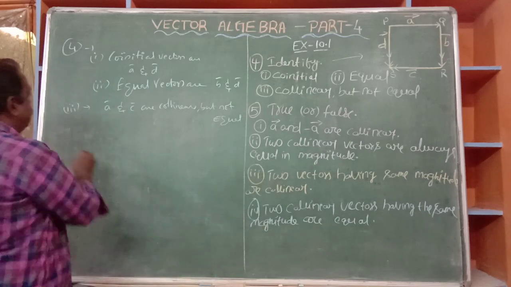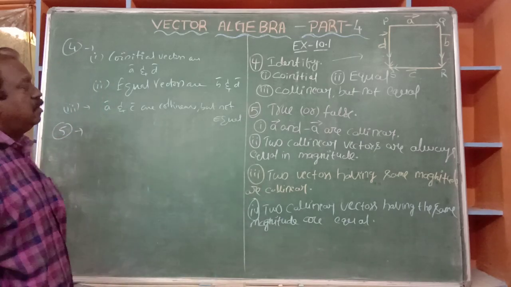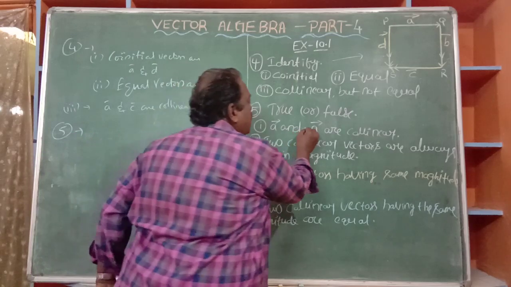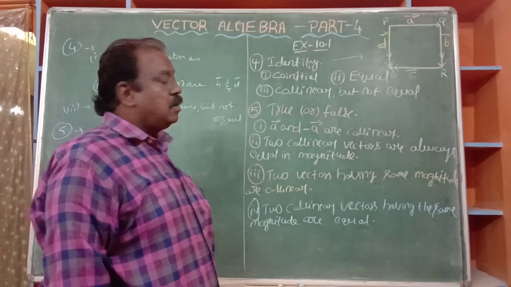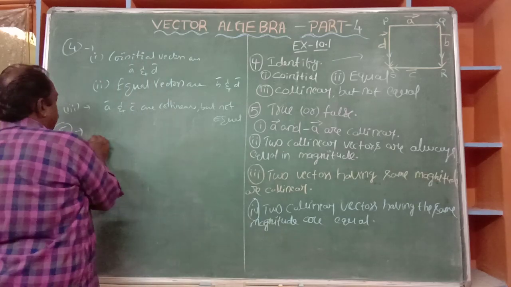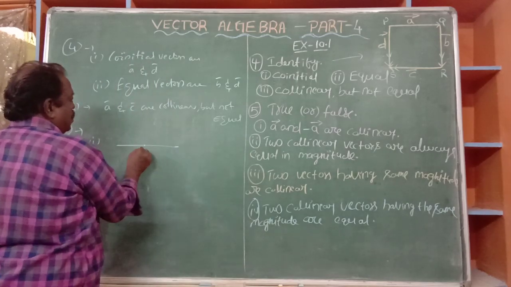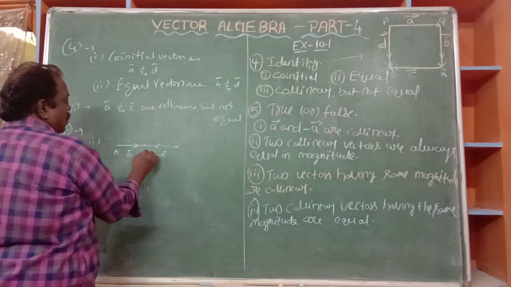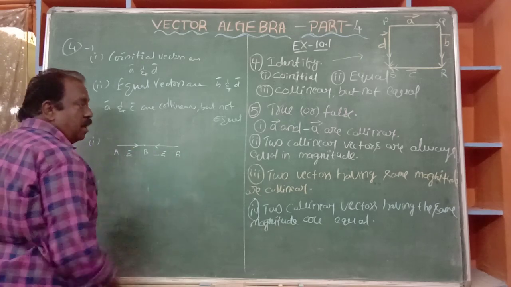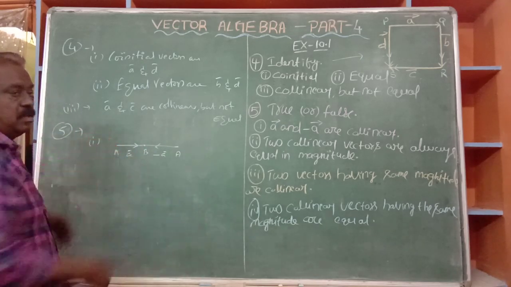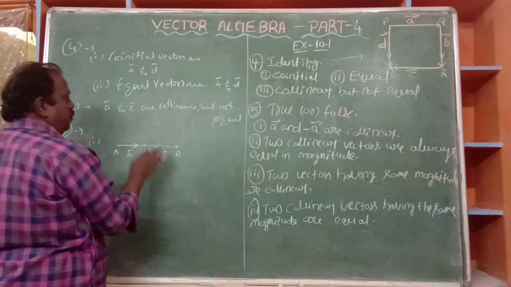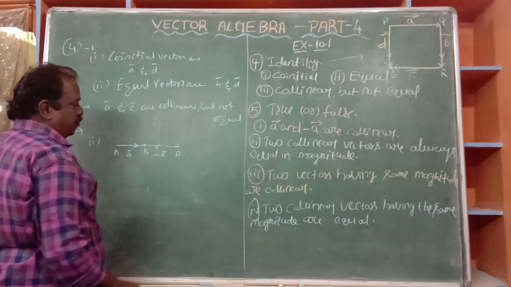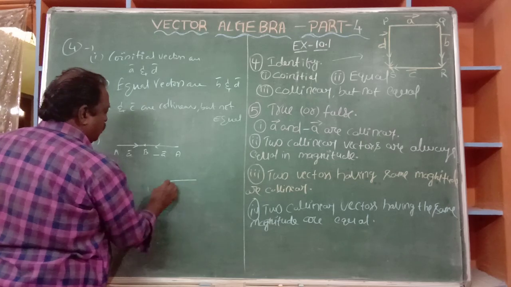Next, the fifth one. True or false? Very simple. A bar and minus A bar are collinear. Yes, collinear. True, it is true. It is A bar and it is minus A bar. Here AB, BA, AB bar. They are in opposite directions. Will you agree? They are lying on the same line.